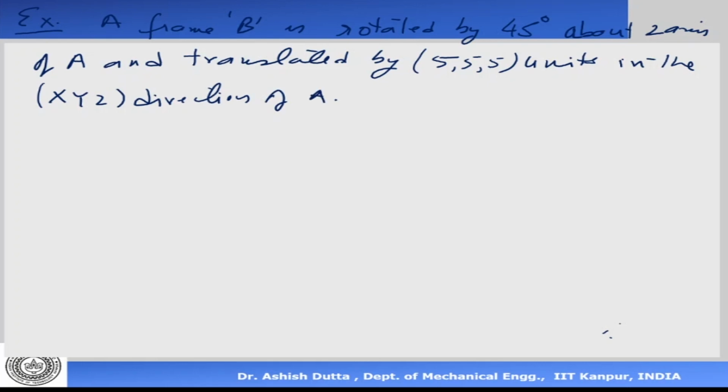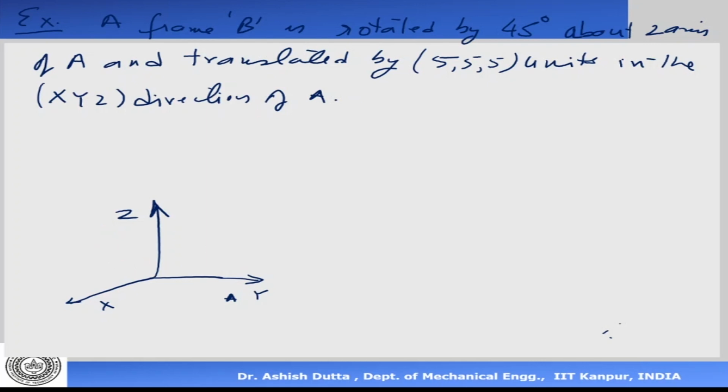So we have a frame A. This is my frame A, with axes X, Y and Z. Now there's a frame B. Now this frame B is rotated by 45 degrees like this. Okay, frame B is rotated by 45 degrees about the z-axis, sorry, so this is rotated by 45 degrees about the z-axis.